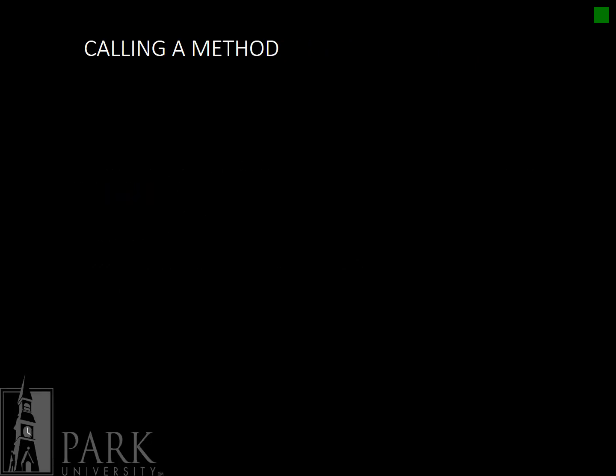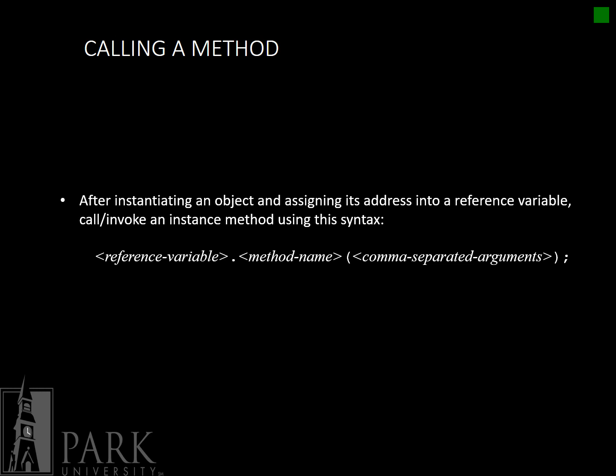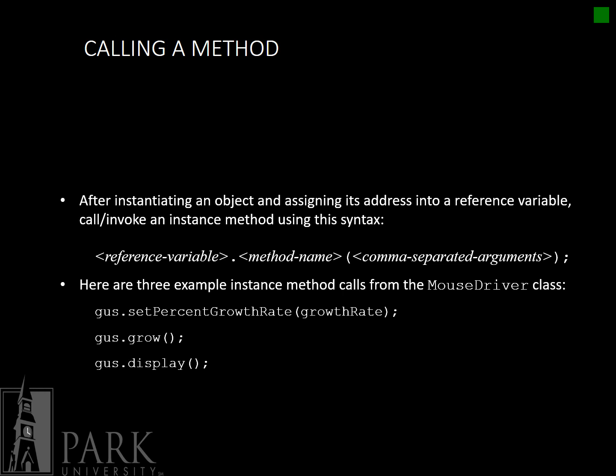Once we have an instantiated object, we have access to all of its public variables and methods. And to use an object's methods, we say that we are calling or invoking the method. So if we look at the mouse driver class, we create a mouse object and then call its methods as seen here. We created a mouse called Gus, and now we are calling its set growth rate method, passing in whatever growth rate we gave it. And then here we're using the object of type mouse, Gus, and we are calling the grow method. And here we're calling the display method.